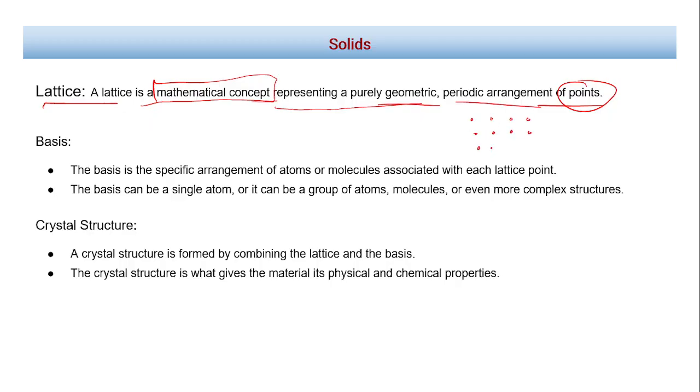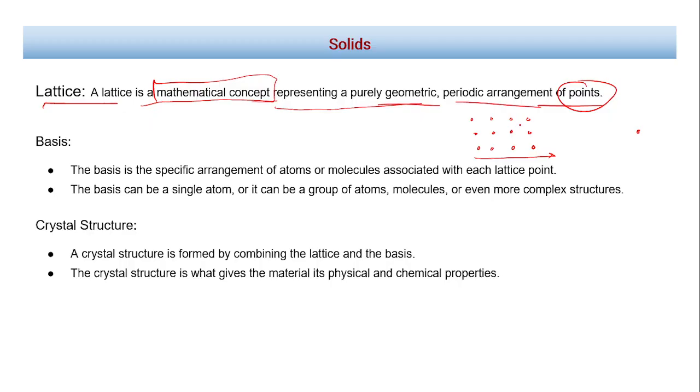Now you can see, if only one point is there, we cannot say whether it's regular or periodic, because this is just a single point. We don't know where the pattern is going. But if we see more points arranged together, we can see, yes, there is some pattern. This point is at this particular distance, there is some regularity, there is some periodicity.